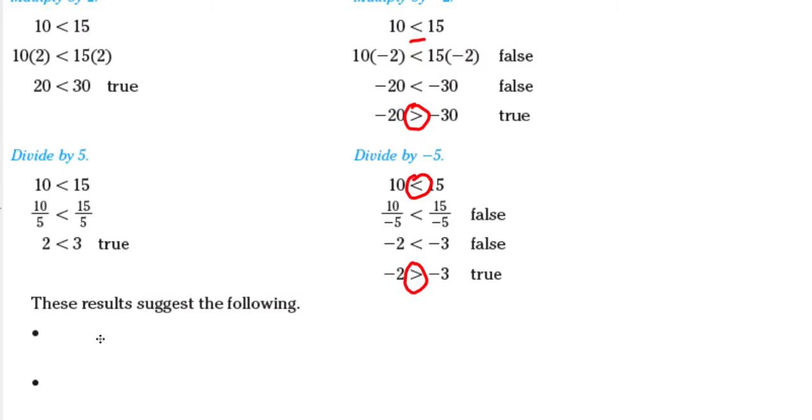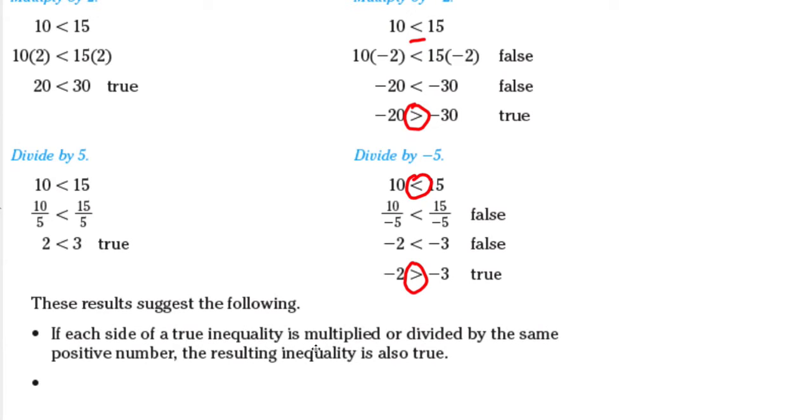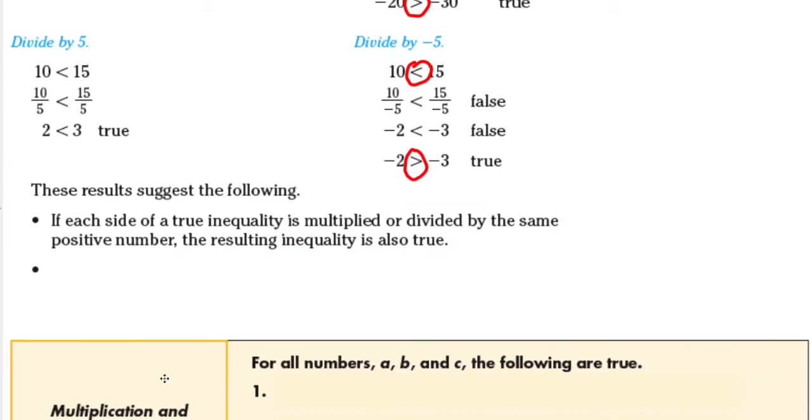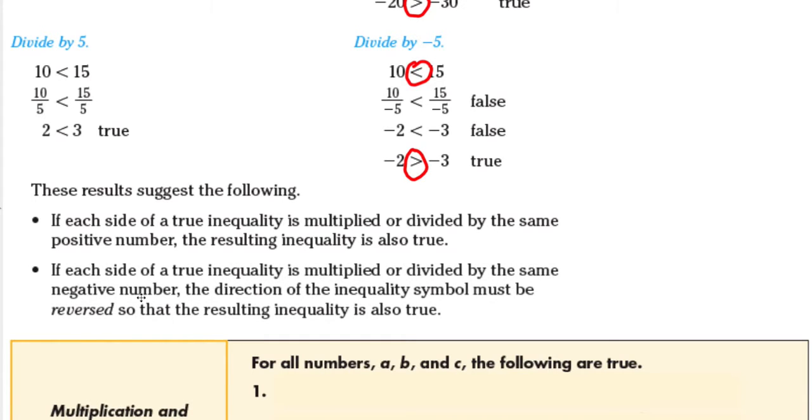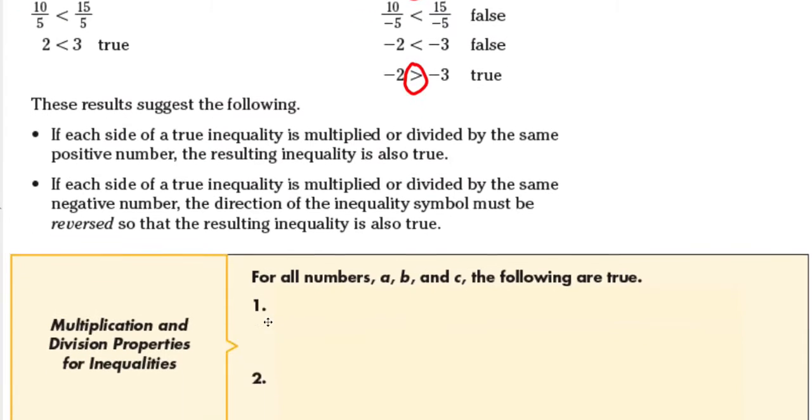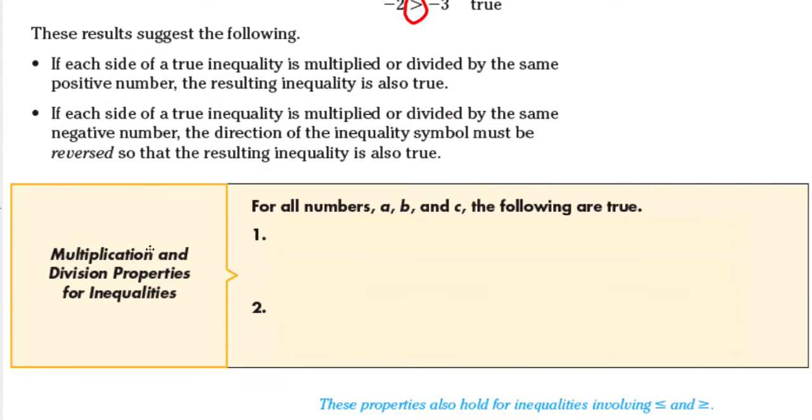So what do these examples suggest? If each side of a true inequality is multiplied or divided by the same positive number, the resulting inequality is also true. If the inequality is multiplied or divided by the same negative number, the direction of the inequality symbol must be reversed, so the resulting inequality is also true. Let's summarize these multiplication and division properties for inequalities for numbers a, b, and c. The following are true.